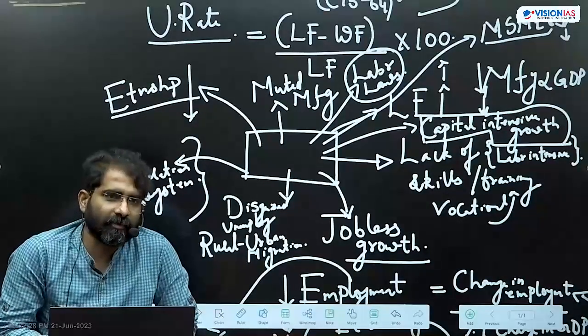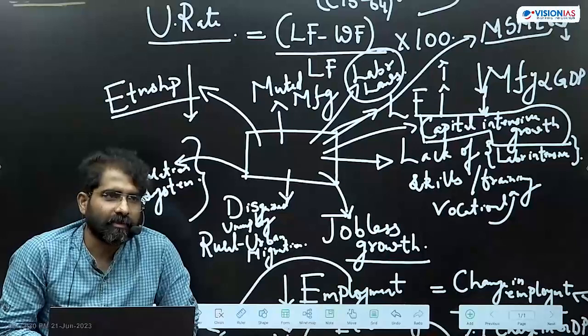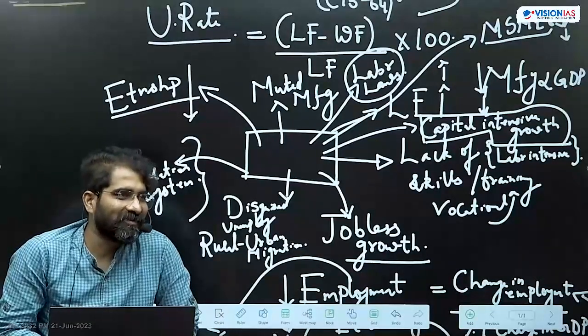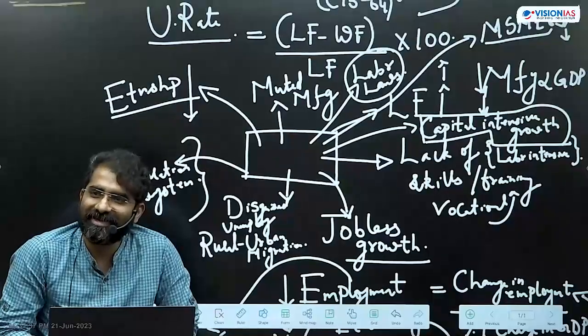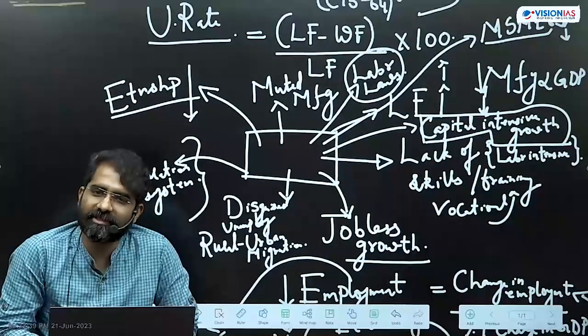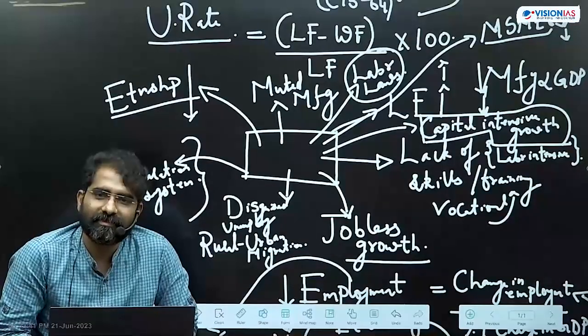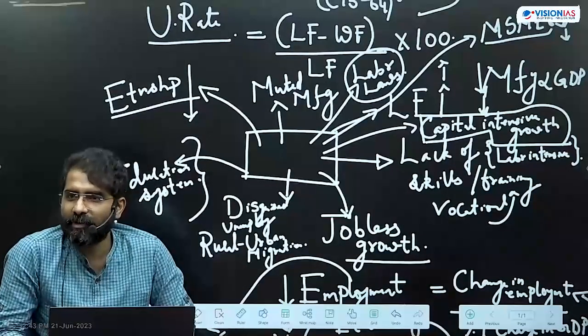Only 1 or 2 formulas. How many have we written? Tell me. Gross versus net, factor versus market, and the third, what have you written? Domestic versus national. Only 3. We have derived everything from those 3 only.